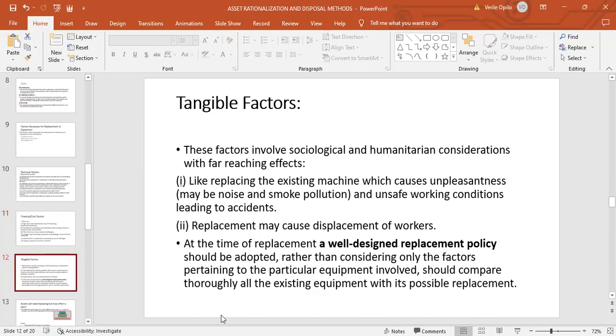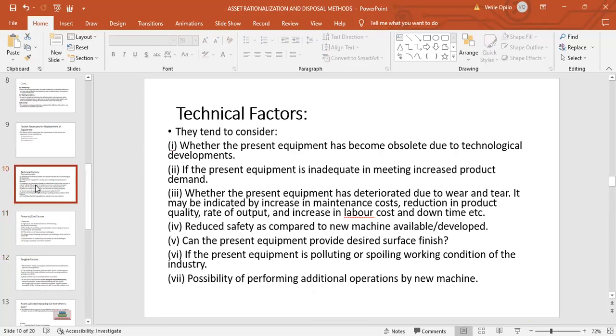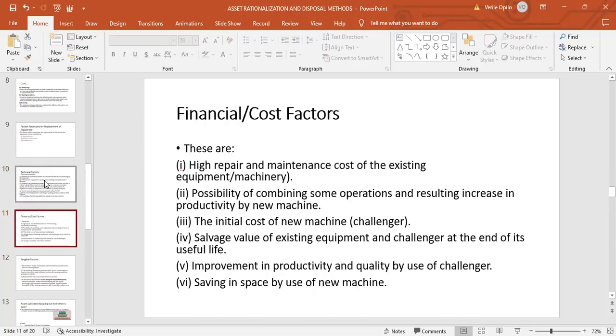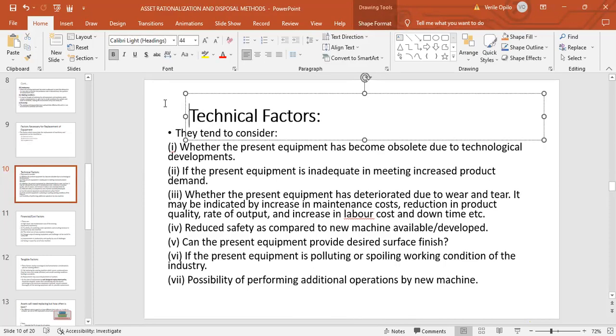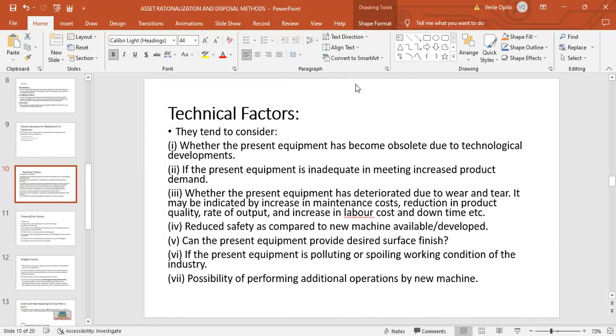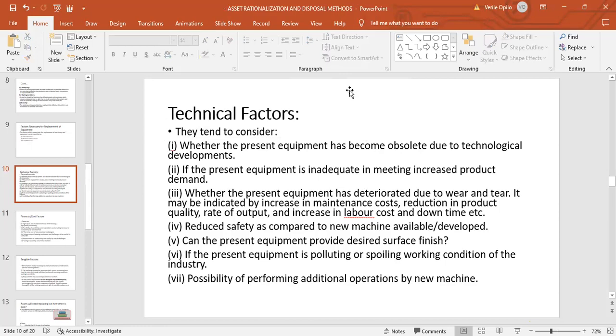Then we have the technical factors that you need to consider. We've looked at the financial factors, so let's first look at the technical factors. There are several technical factors that you need to take into consideration when it comes to the asset. Technical factors basically look at the machine itself, how it is working, the safety of the machine, the ability of the machine to produce goods and services the way you desire.